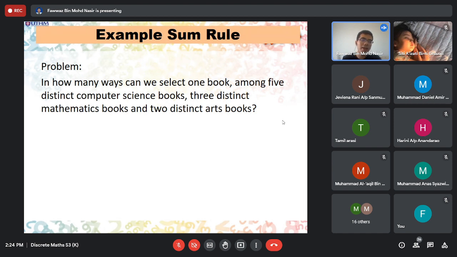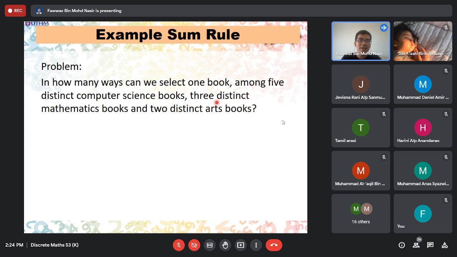Okay, so we can select either one of the 5 books daripada computer science books, or we can select a book from the mathematics books, or we can select one of the 2 books from the arts books. Okay, so kat sini kita pakai sum rule bukan product rule. Okay, walaupun kat sini dia pakai N, jadi korang kena tengok the problem as a whole.